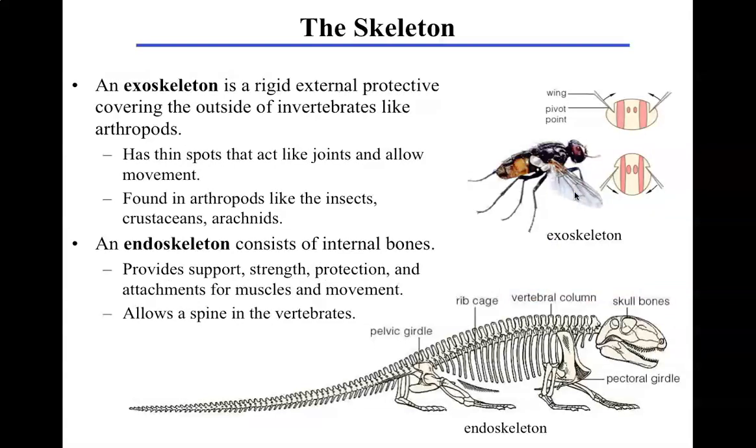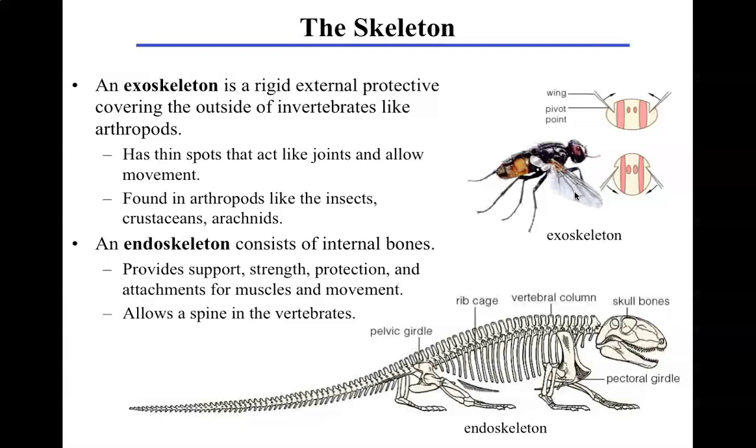Compare that with exo and endoskeletons. Exoskeleton means their skeleton is on the outside. So arthropods have an exoskeleton. What are arthropods, you ask? Well, bugs, crabs, lobsters, shrimp. Their skeleton is on the outside. They don't have bones on the inside.